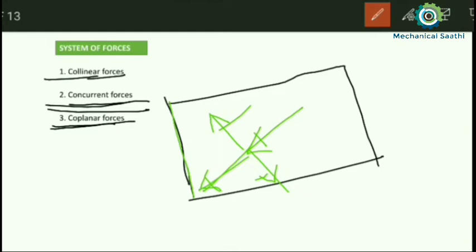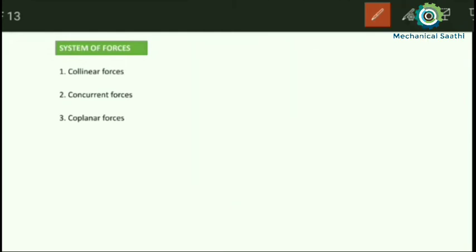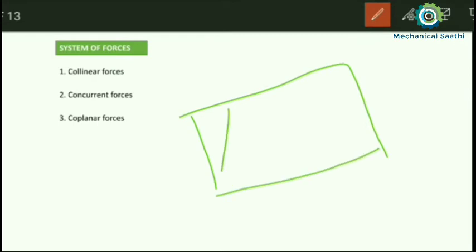Likewise we can say coplanar and non-concurrent. That means they may be in a single plane, but they are not concurrent, meaning they are not coming from a single point. I can draw that also, so let me draw that. This is any plane. Coplanar means they will be acting in a single plane. So here, if you see, they are coplanar but non-concurrent.